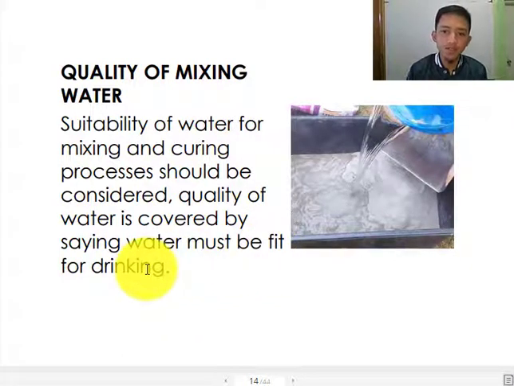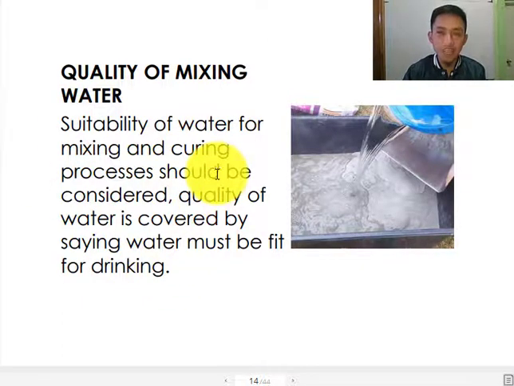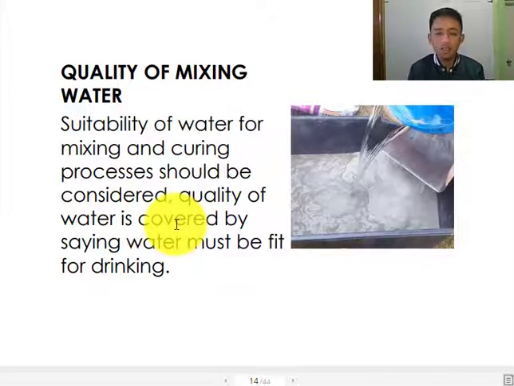If you say fit for drinking, you know the description of fit for drinking. There are no biodegradable materials in it. The acidity should be exact. It should not be too acidic, and it should not be totally basic. So that is the ideal. But again, it depends on your location, on actual construction. I'm talking about actual construction.